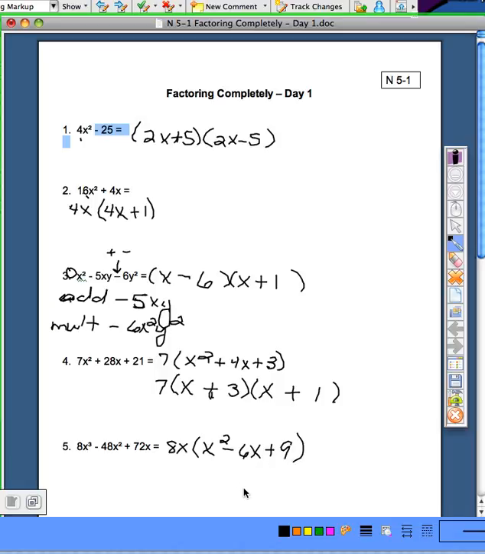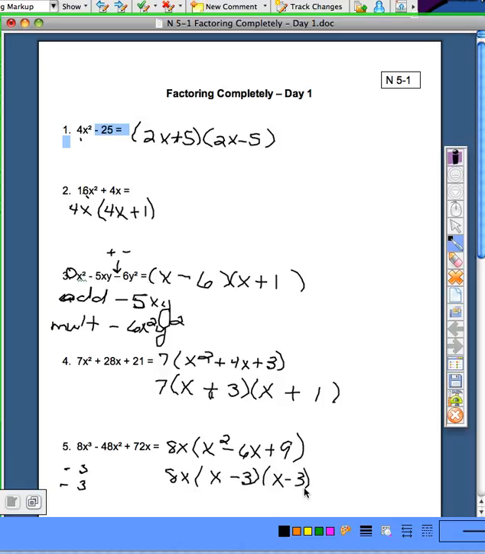Okay. Now, again, same process. Signs are the same. They're going to both be negative. Adds to be negative 6, multiplies to be 9. And to me, I think that's going to be 3 and 3. Those will add to be negative 6 and multiply to be positive 9. So we're going to factor this. We have 8x. And then you have x minus 3 times x minus 3.